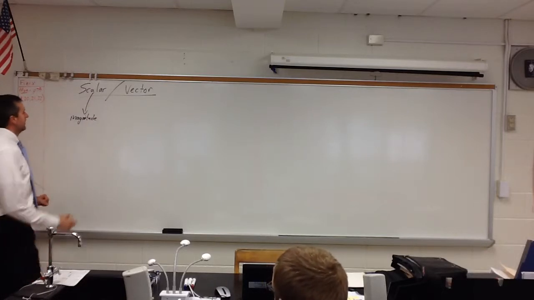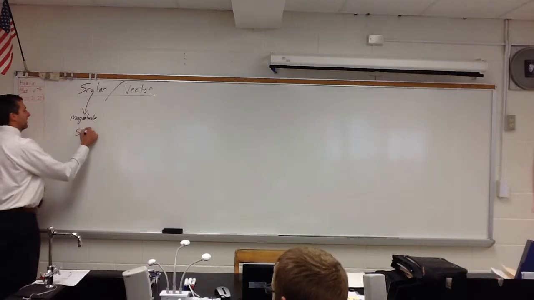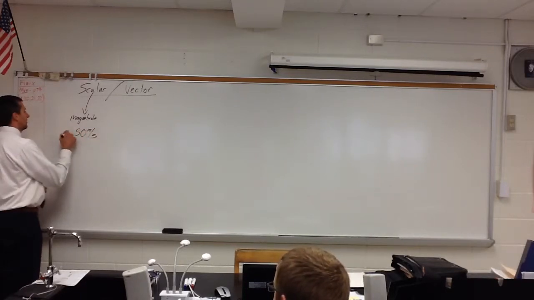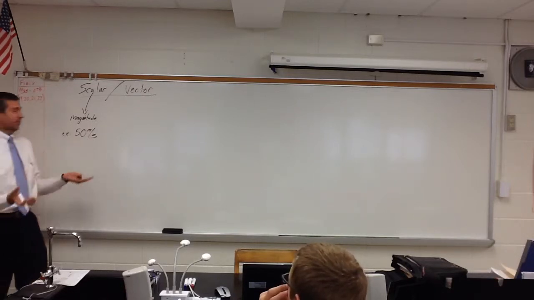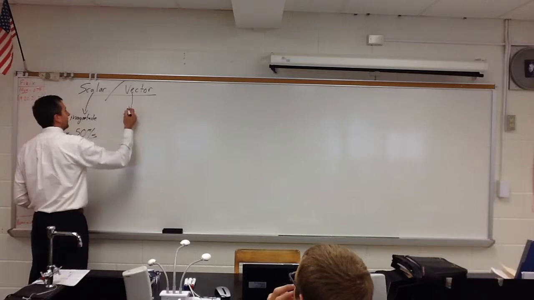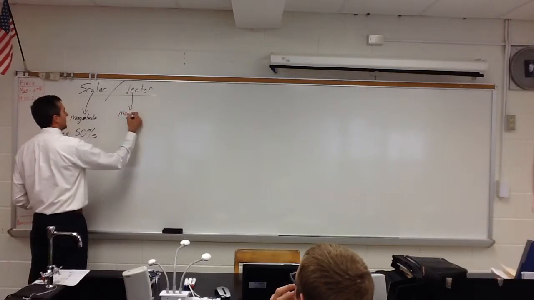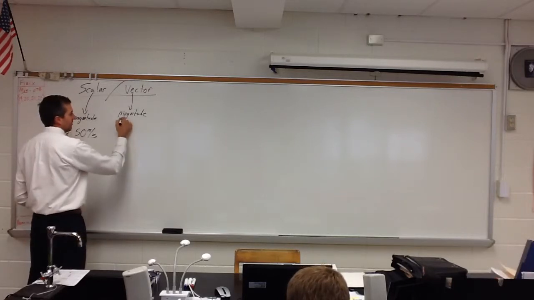And a magnitude is a size, it's a number. So like you might say 50 meters per second, for example. 50 meters per second is a magnitude, it's a scalar. Well, a vector is very similar in that it has the magnitude, but you add to it a direction.